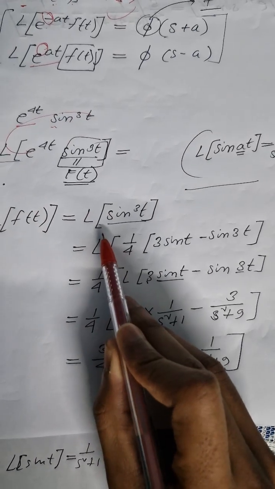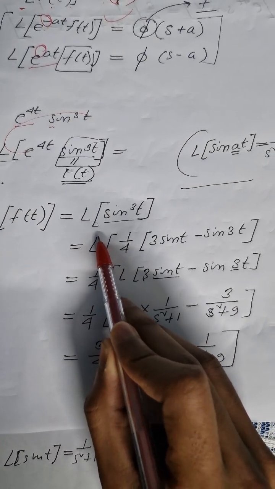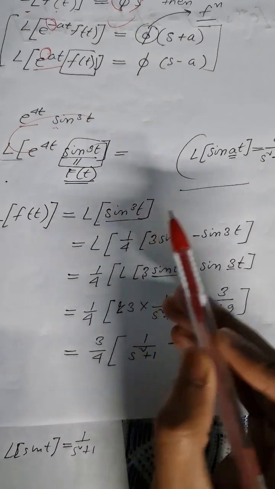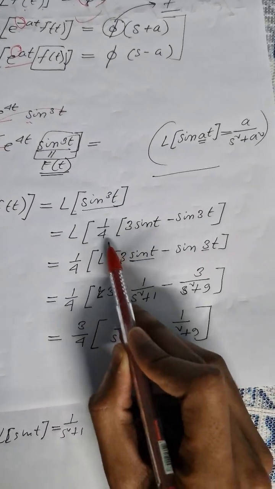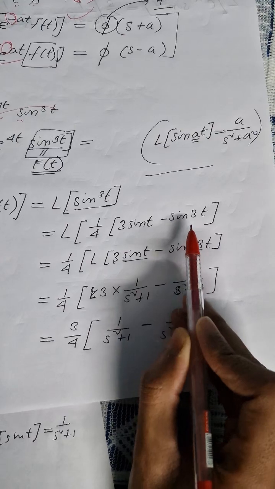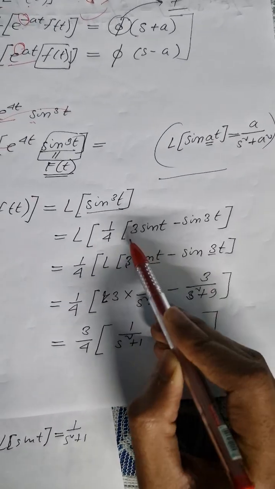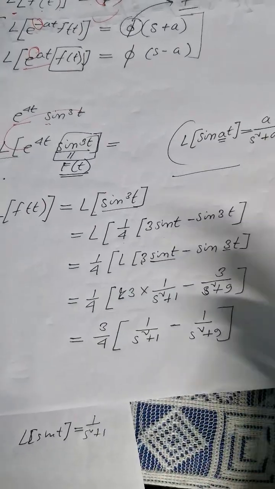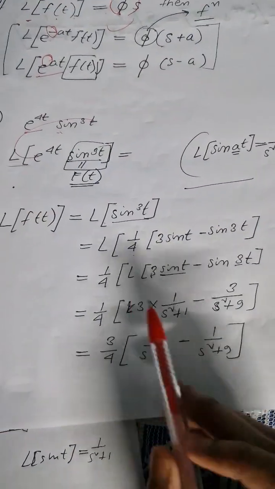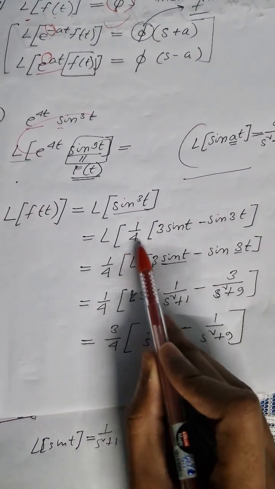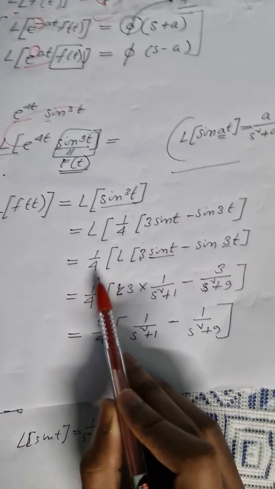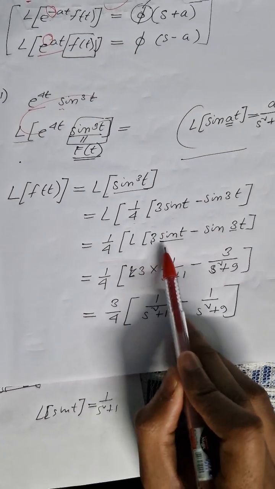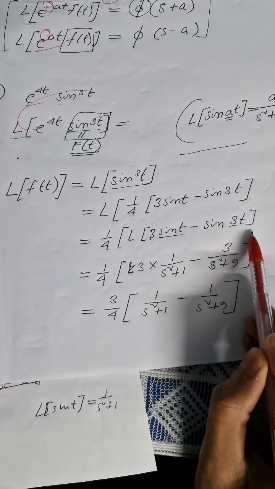So we know the formula for sine cube t. The formula is 1 by 4 (3 sine t minus sine 3t). This is the formula from the previous classes. So now we have to transform it. The 1 by 4 is a constant, so it comes outside. Now we have Laplace of 3 sine t minus sine 3t.